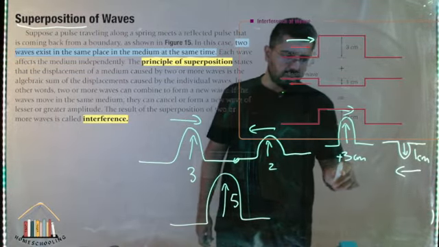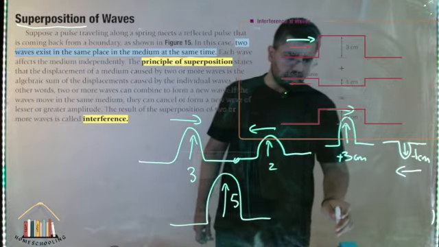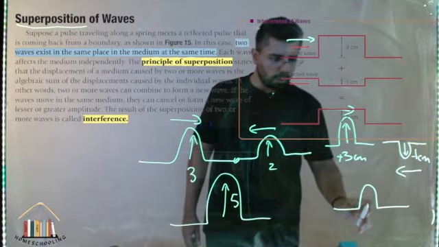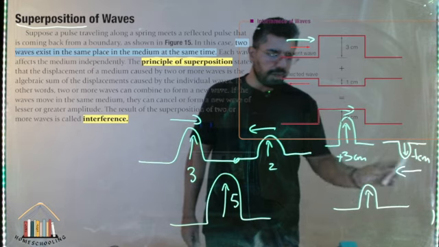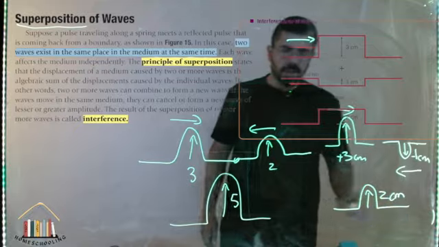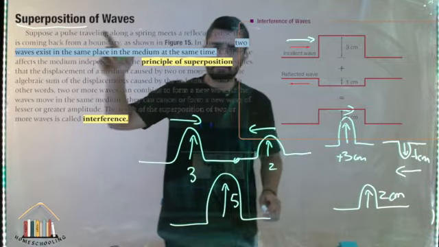So we have a +3 and here 1, but it's downward, so it's -1. So the resultant is 2. Why? Because 3 minus 1, the resultant has to be 2 centimeter. So that's what we mean by superposition of waves.